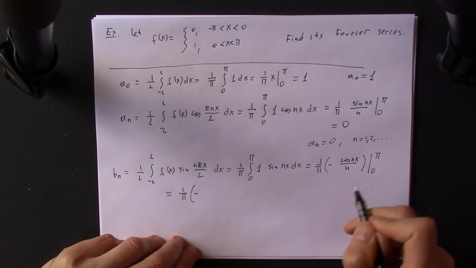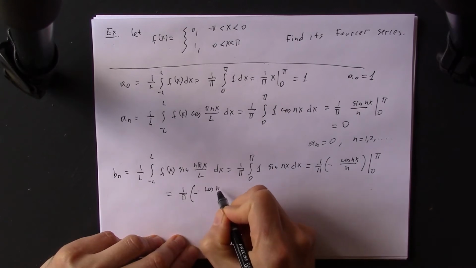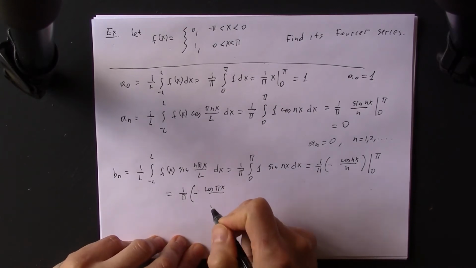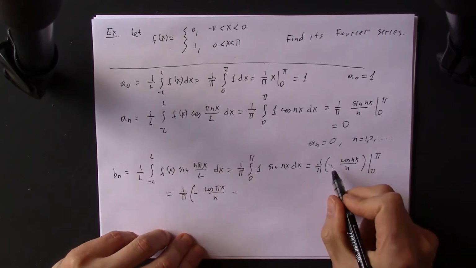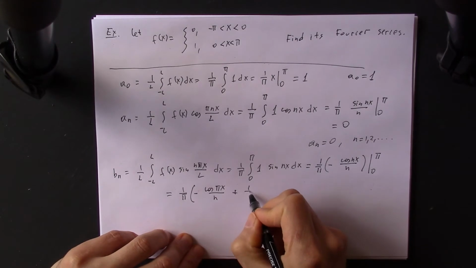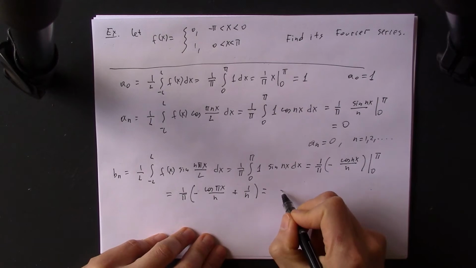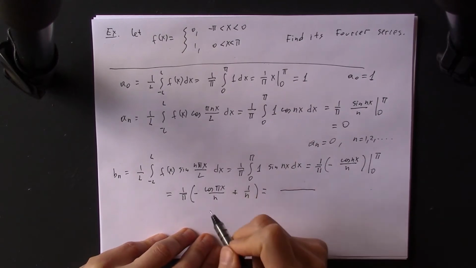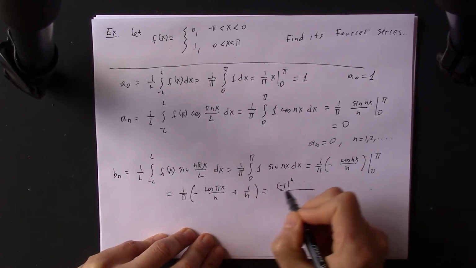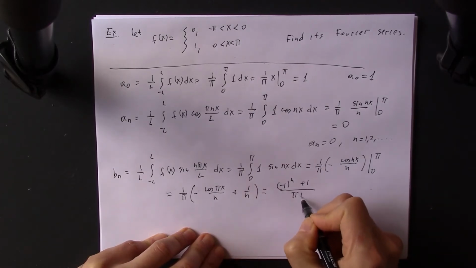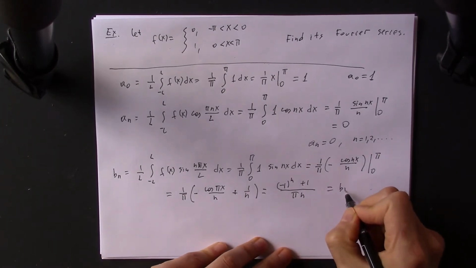Substituting pi, we're going to get negative cosine of pi n over n. Substituting 0, cosine of 0 is 1, minus minus gives us plus. So final answer is, instead of writing cosine of pi n, we're going to write negative 1 to n, plus 1, over pi n. And that is expression for bn.